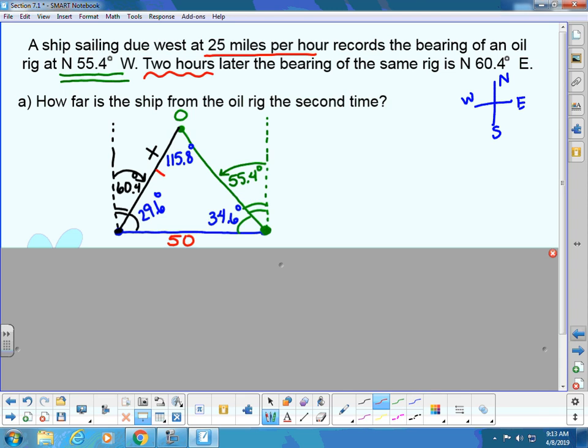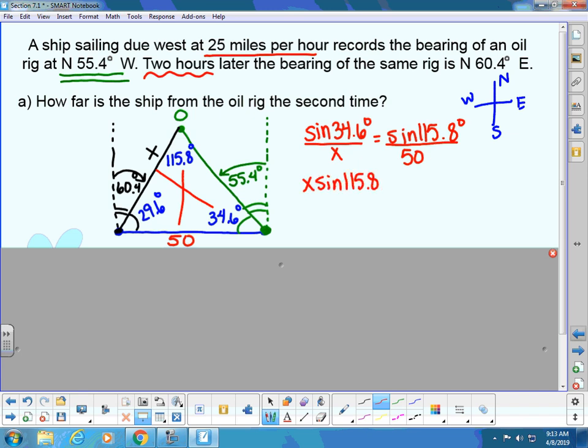And now my two pairs of opposites. It looks like X is opposite 34.6 and 50 is opposite 115.8. That's going to set up my law of sines. So sine 34.6 first over X, sine 115.8 over 50. Cross multiply. X sine 115.8 equals 50 sine 34.6. And then I'm going to divide by sine 115.8.